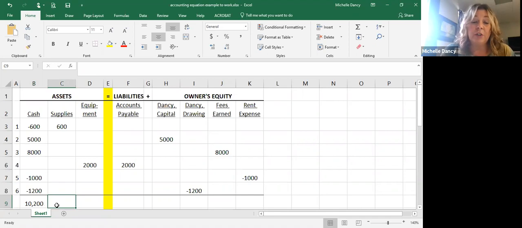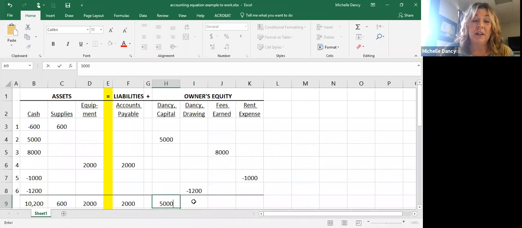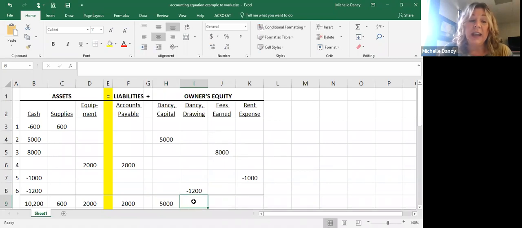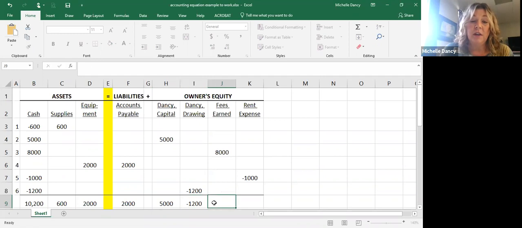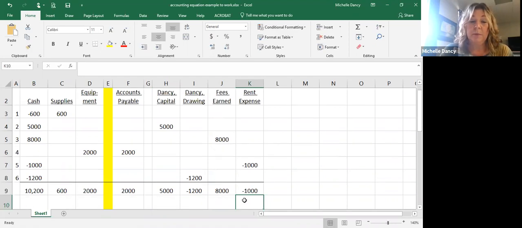We only had one number under supplies, so our balance is 600. One number under equipment, so it's 2,000. One number under accounts payable, so it's 2,000. Capital, one number, 5,000. Drawing, only one, it's a negative 1,200. Fees earned was a positive 8,000, and rent expense was a negative 1,000. So we want to make sure that we get our balance for every single account, because remember, we will use those balances when we go to create our financial statements.